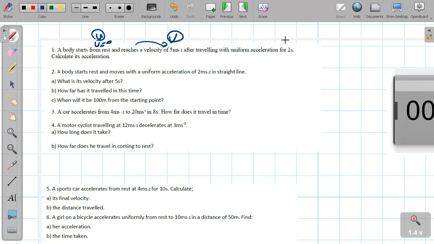And the time is t. Acceleration a equals v minus u over t. The thinking pattern is, whenever it says started, that means the initial, and reaches or finished means the final. v is 5 minus 0, over 2. It is 2.5 m/s². Did you understand this one?